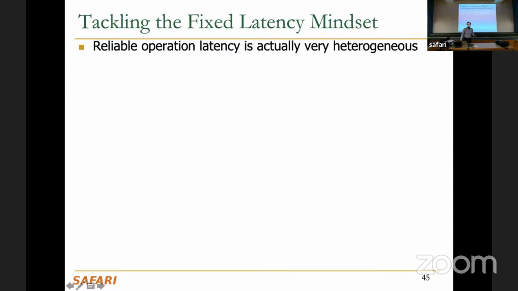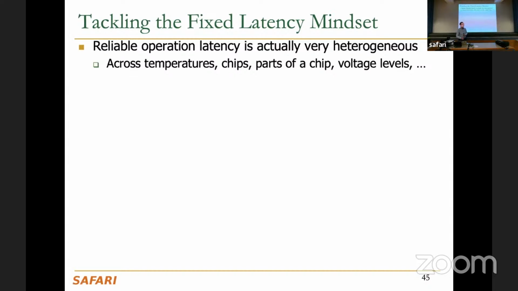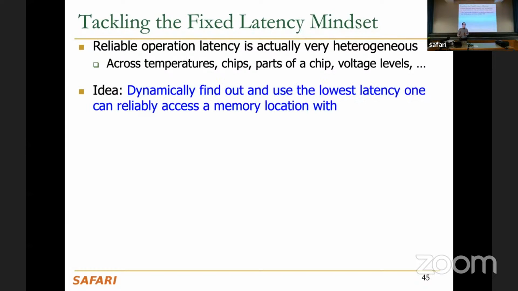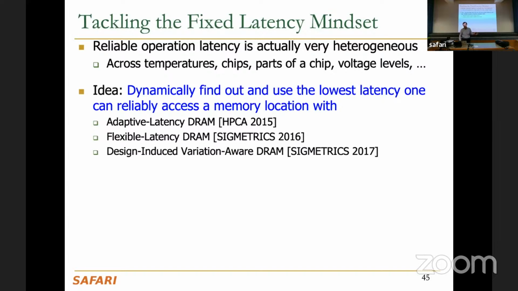So I call this a fixed latency mindset. Basically, reliable operation latency is actually very heterogeneous across different temperatures, chips, parts of a chip, voltage levels. If you want to operate reliably, you can set the latency differently for these different things. And the general idea that we're going to look at is to ideally dynamically find out and use the lowest latency one can reliably access a memory location with. That's the basic idea that we're going to try to achieve. Figure out what's the lowest latency you can access a memory location with under different operating conditions, and use that lowest latency as opposed to using a single latency for everything. And there are many, many ideas that we're going to cover.